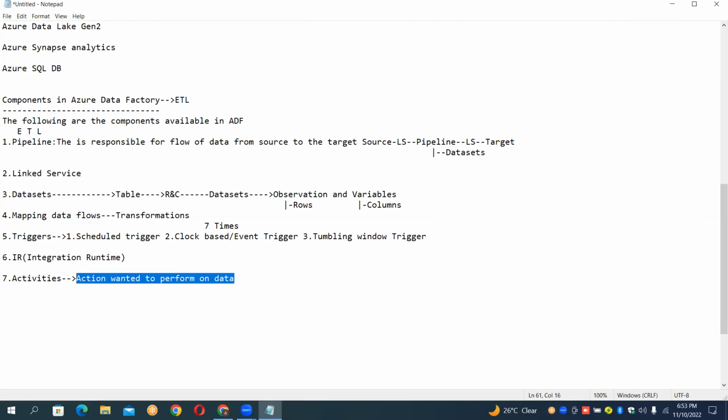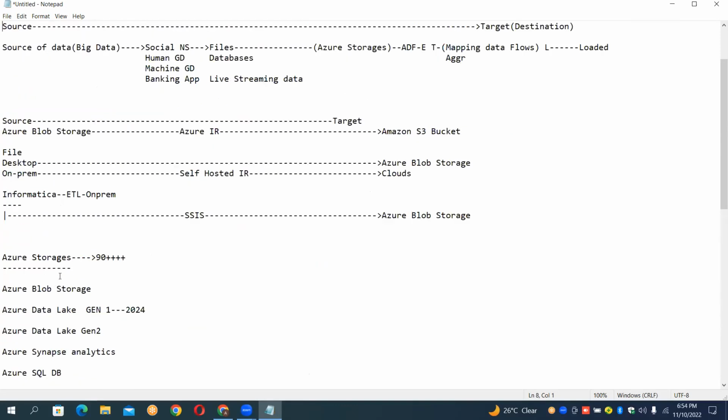Suppose, guys, here we have it. Can you see, all of you? I have it here. I wanted to transfer some data from Azure Blob Storage to an Amazon S3 bucket. Okay, I wanted to transfer it here. That is, copy the data.